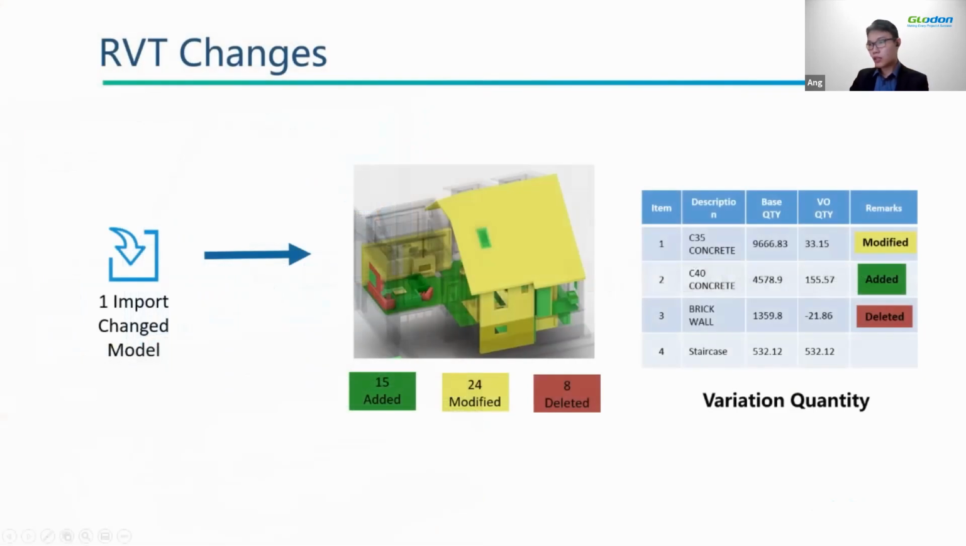To give you a better idea, it will look something like this. Once you have added the addendum model, it will show you multiple colors. The first one is green. Green means added. Yellow means modified. Red means that it's deleted. So in the model itself, it will also highlight the entities in colors. So it will give you a better idea on what the changes are here. And of course, in the quantity sense, it will show you the base quantity, and of course the VO quantity.